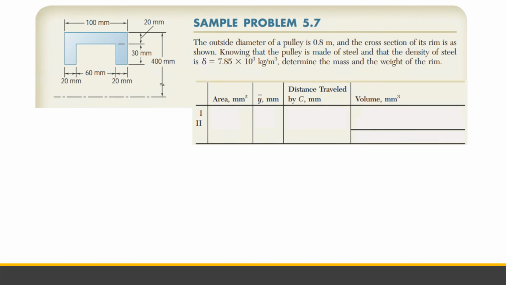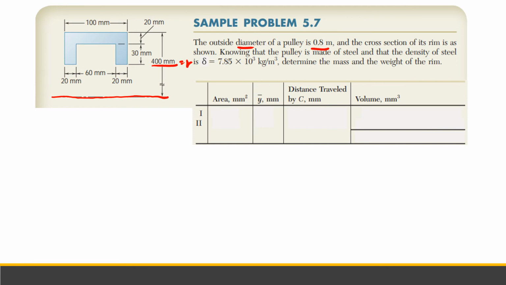So, sample problem 5.7. The outside diameter of a pulley is 0.8 meters and the cross section of its rim is as shown. This is its rim. The diameter is 0.8 meter. With respect to the central rotating axis, our distance is 400, which is the radius. Knowing that the pulley is made of steel and that the density of steel is 7.85 times 10 to the power of 3 kilogram per cubic meter, determine the mass and the weight of the rim.